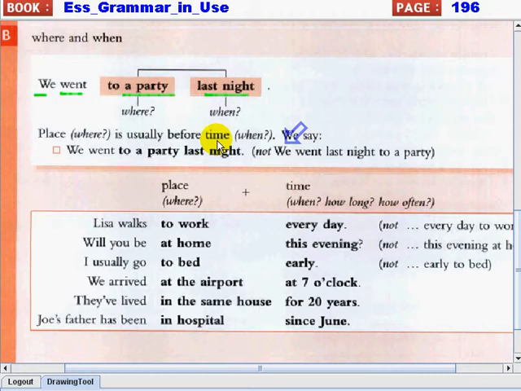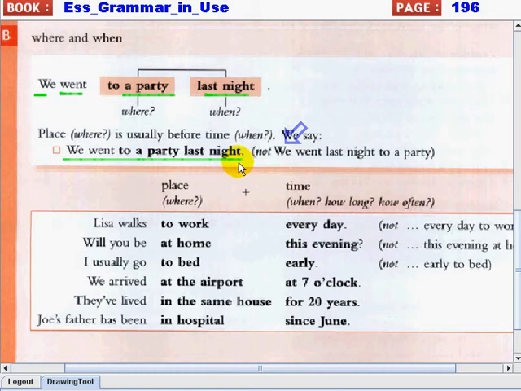Subject, verb, place, and time. Subject, verb, where, when. Where something happened and when it happened, right? We say we went to a party last night. We will not say we went last night to a party. Of course, that's not correct, right? This one sounds more appropriate.